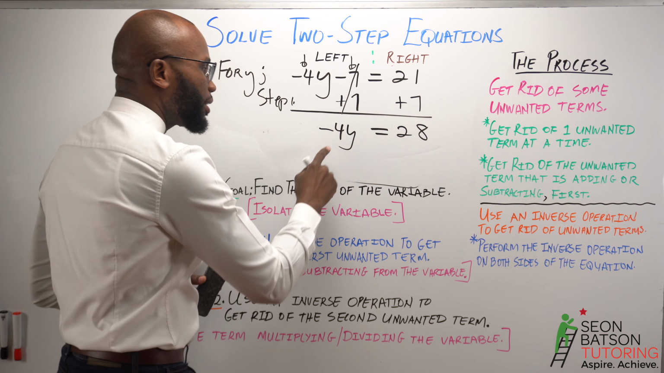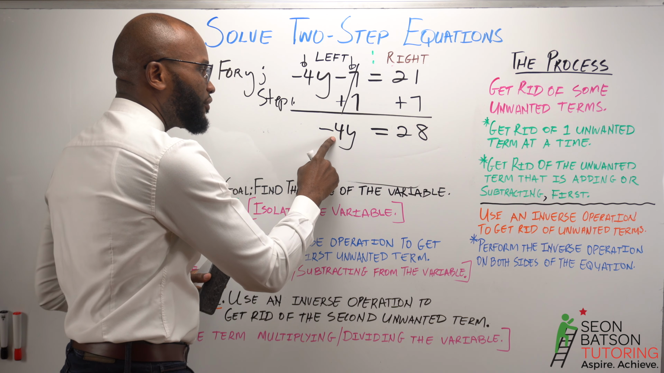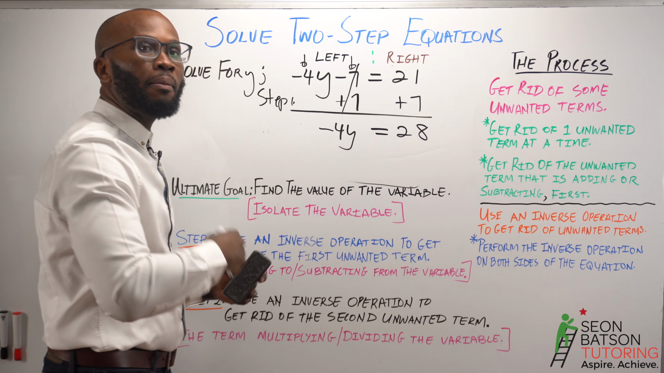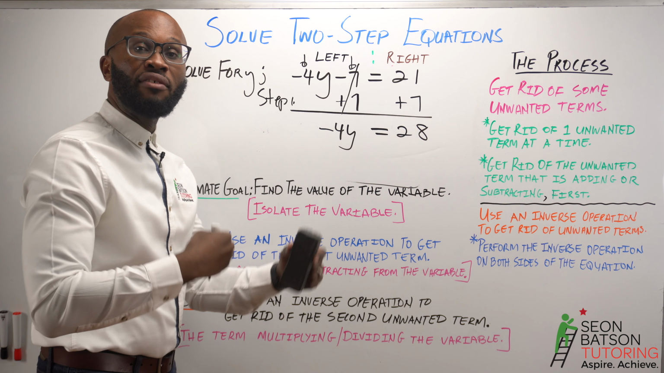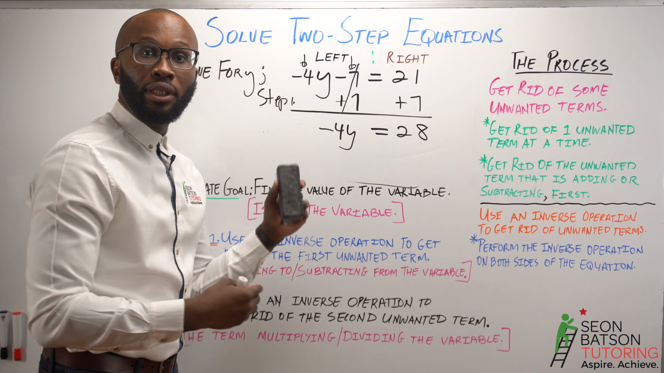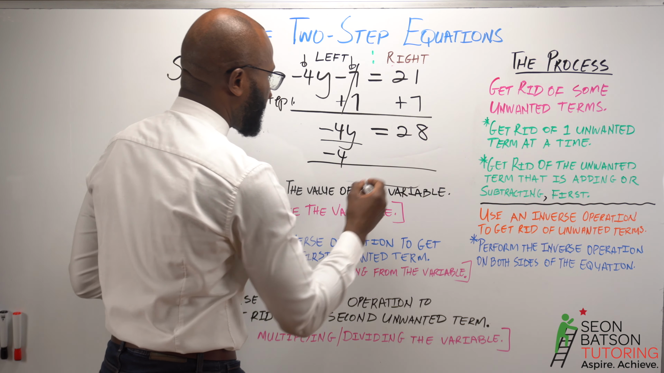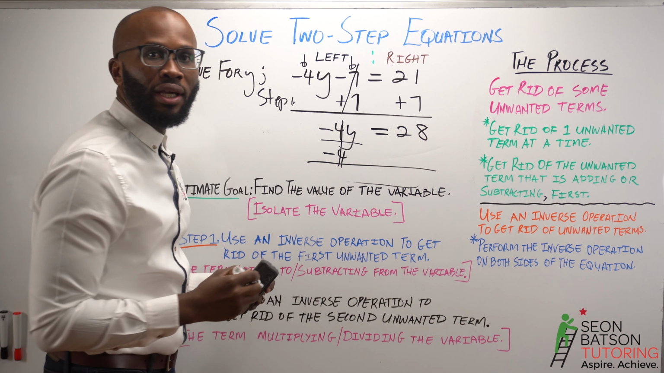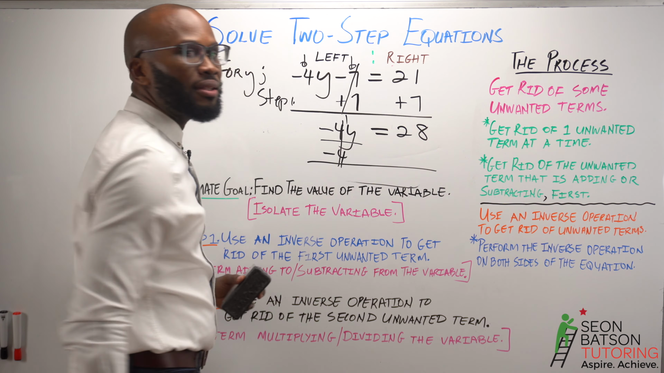Well, remember, this negative 4 is multiplying the y because negative 4y is the same as negative 4 times y. So since the negative 4 is multiplying the y, we will use the inverse operation of multiplication to get rid of the negative 4. Yes? And the inverse operation of multiplication is division. Yes? So we will divide by negative 4 to get rid of the negative 4. And negative 4 divided by negative 4 is 1. Positive 1. Yes?